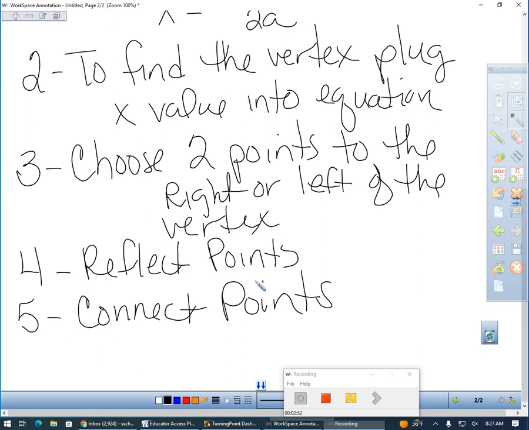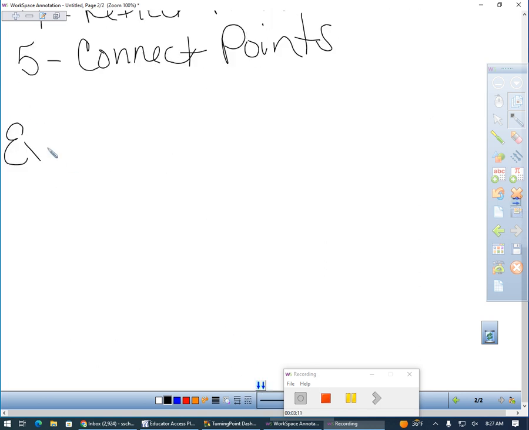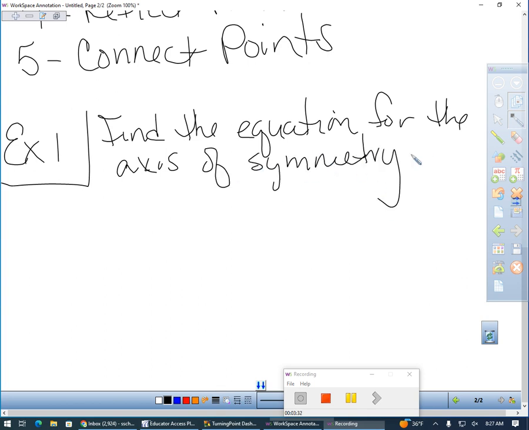This is the whole basis of today is right here. But we're going to break it down a little bit more. We're going to start with just step 1 and 2 to work with for a while. All right. So example number 1. I want you to find the equation for the axis of symmetry and the vertex.